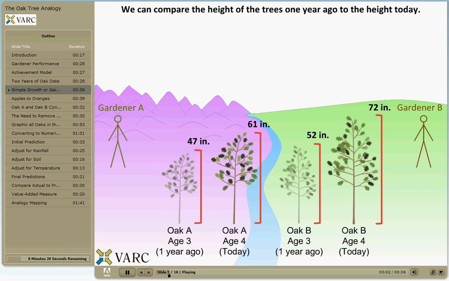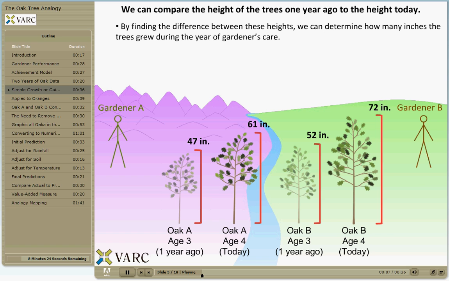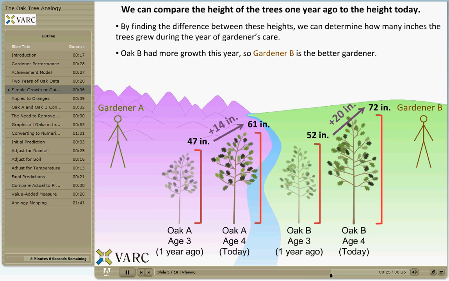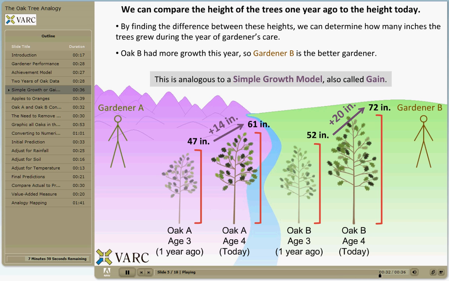We can compare the height of the trees 1 year ago to the height today. By finding the difference between these heights, we can determine how many inches the trees grew during the year of gardener's care. By using this method, gardener A's tree grew 14 inches, while gardener B's tree grew 20 inches. Oak B had more growth this year, so gardener B is the better gardener. This is analogous to using a simple growth model, also called GAIN.